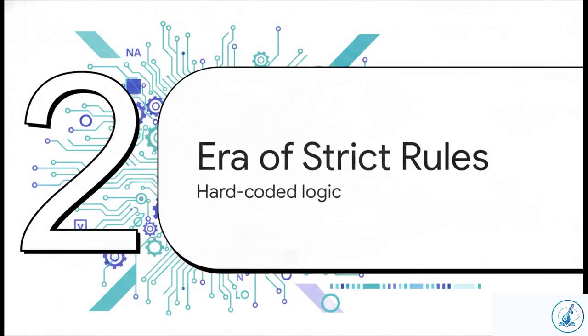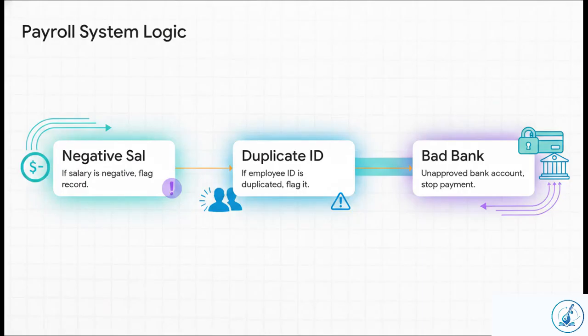Section 2, era of strict rules, hard-coded logic. Let's travel back to the early days, where we tried to create intelligence by hard-coding pure, strict logic directly into computers. Think about a classic payroll system. The logic here is highly deterministic.